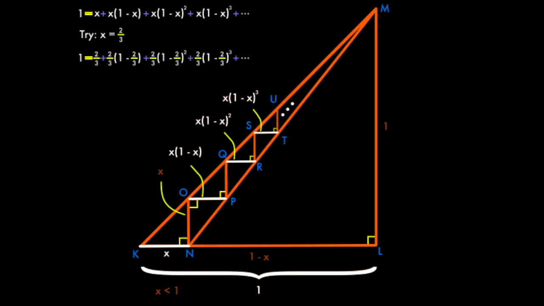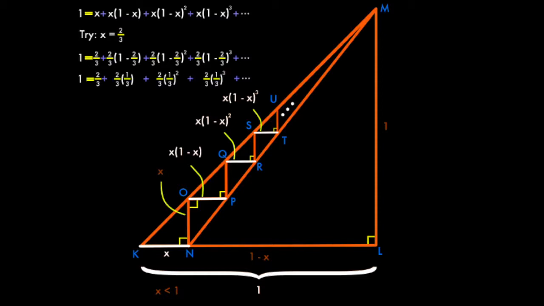So let's plug in some values and just see what we get at this point. If x is 2/3, we're going to see the equation telling us that 1 is going to be equal to 2/3 plus 2/3 times the quantity of 1 minus 2/3, plus 2/3 times the square of 1 minus 2/3, plus 2/3 times the cube of 1 minus 2/3, and on and on and on.